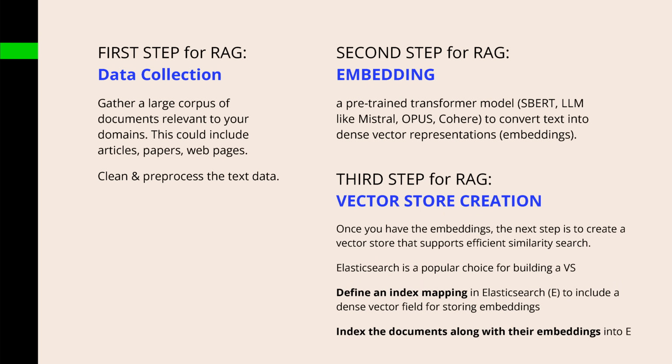Now, the third step for RAG is a simple one, the vector store creation. Because once you have those embeddings of your text chunks that you want to have as your main corpora, the next step is to create a vector store that supports this beautiful fast search. And this is the main reason why you build a vector store: efficient similarity search. Now, let's go for a popular choice. This is Elasticsearch. So what do you do? You define an index mapping in Elasticsearch to include a dense vector field for storing those embeddings. And then you just index the documents along with the embeddings into Elasticsearch.